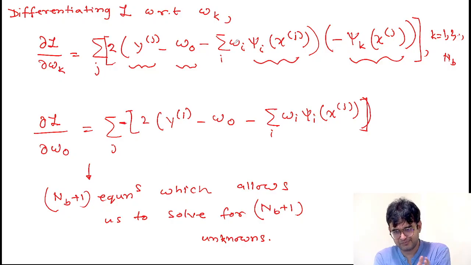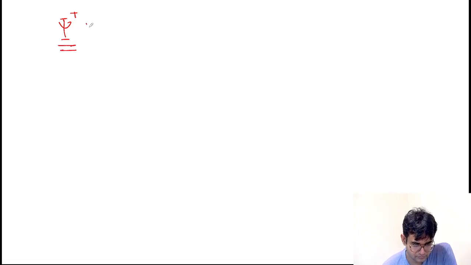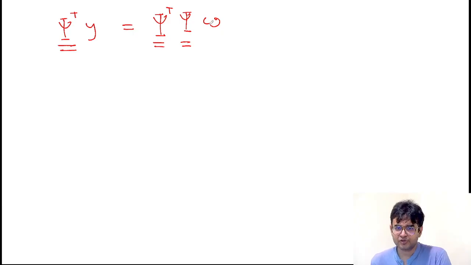So then it becomes the same kind of form. And here you have y multiplied by psi, right? So you can always write it in vector form. And if you write it in vector matrix form, you will get psi transpose y is equal to psi transpose psi W. This is what you will end up with.